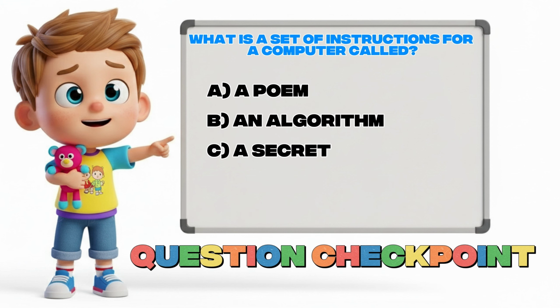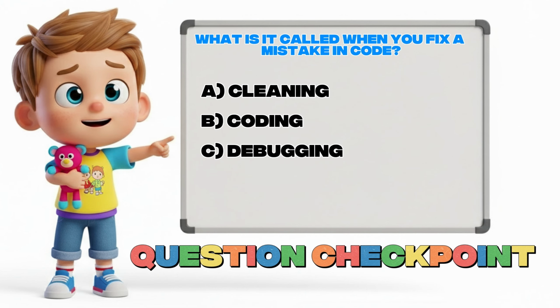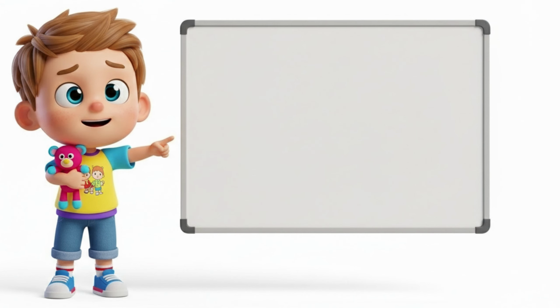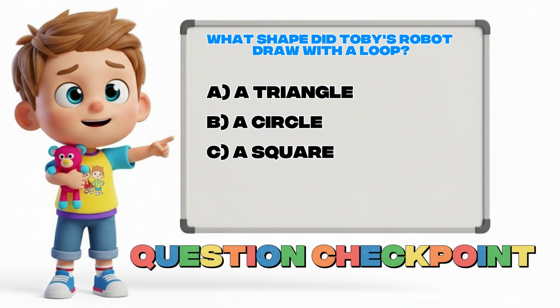What is a set of instructions for a computer called? What is it called when you fix a mistake in code? What shape did Toby's robot draw with a loop?